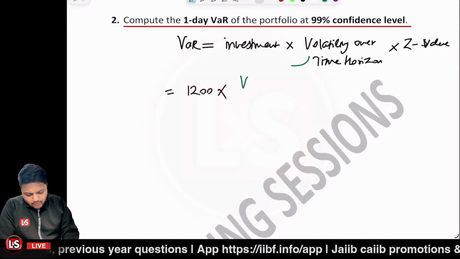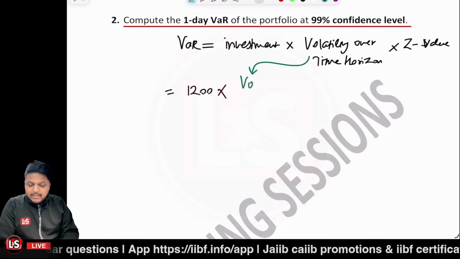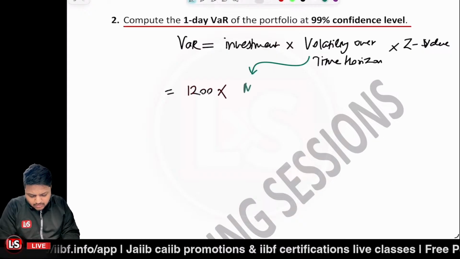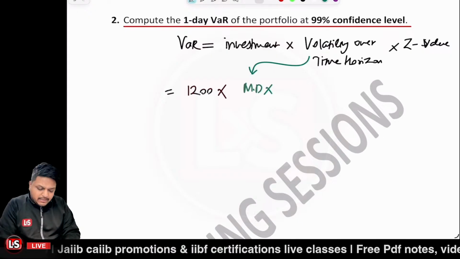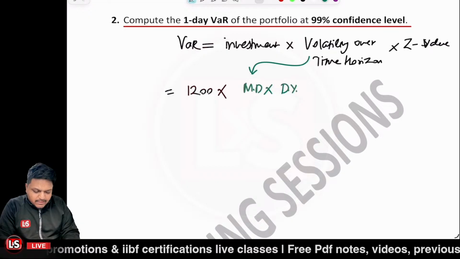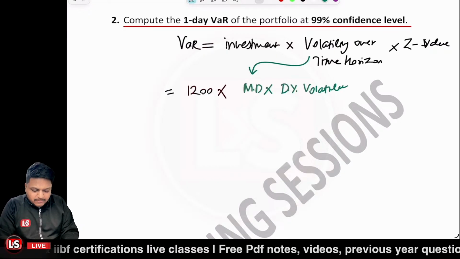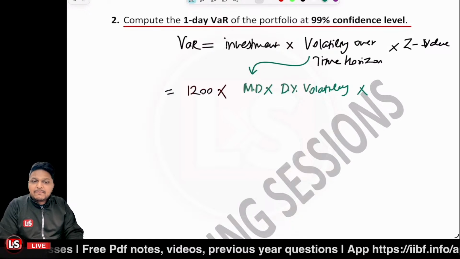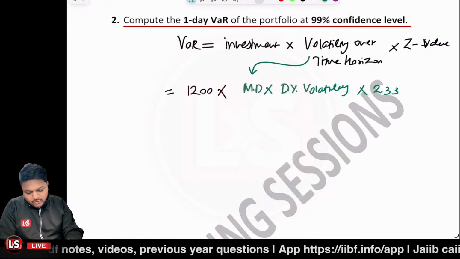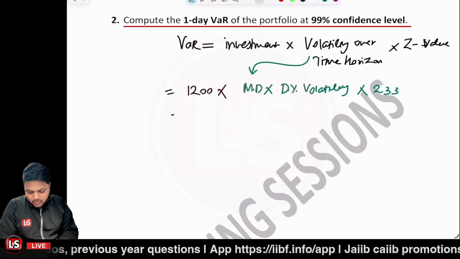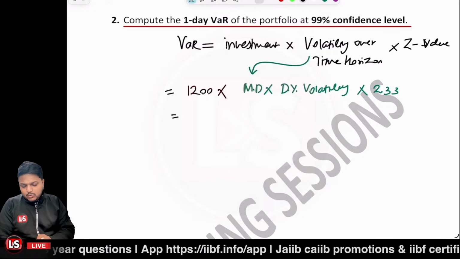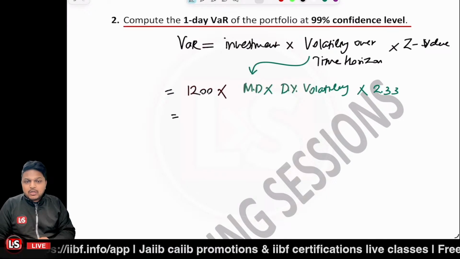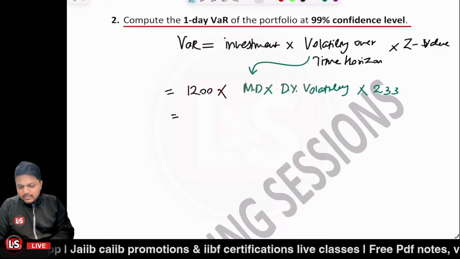Volatility over the time horizon would be equivalent to what? Modified duration multiplied by the daily yield volatility. And then we have to multiply it with the Z value, and the Z value for 99% confidence level will be equal to 2.33. Now just solve this. So VAR for 1 day would be equal to 1200 multiplied by 6.8 multiplied by 0.0009 and multiplied by 2.33.